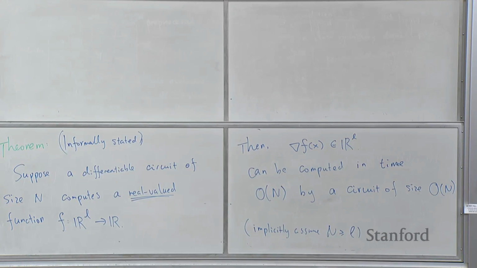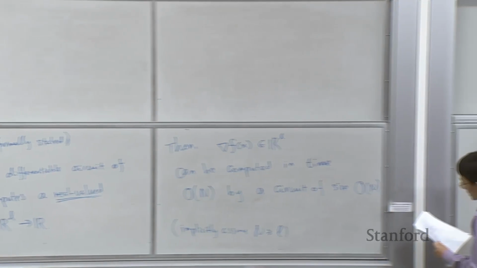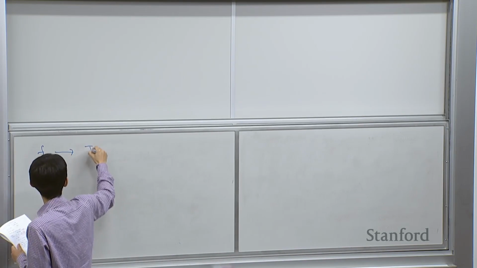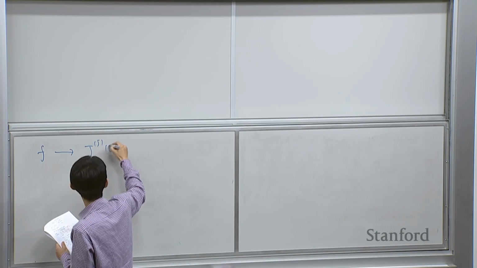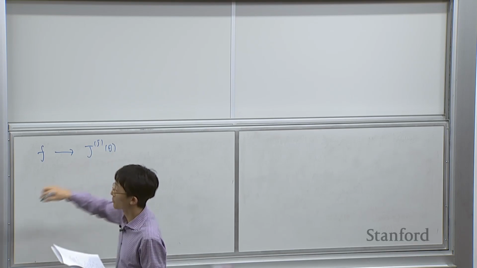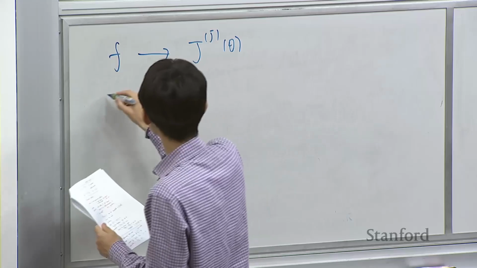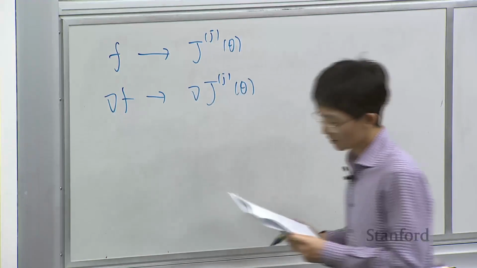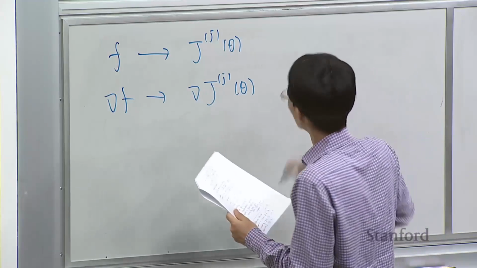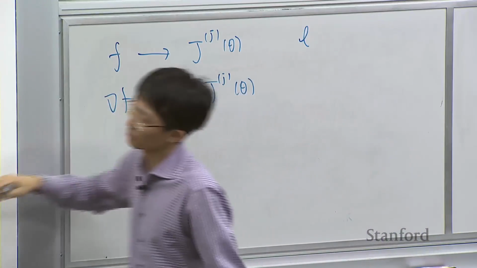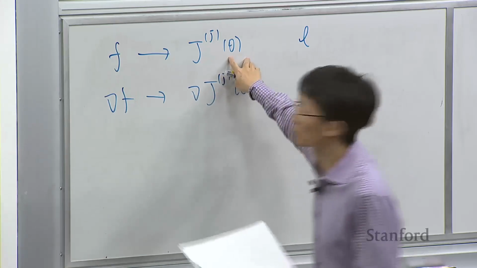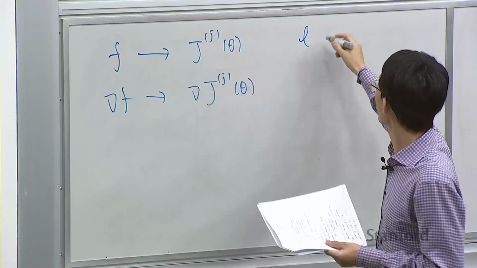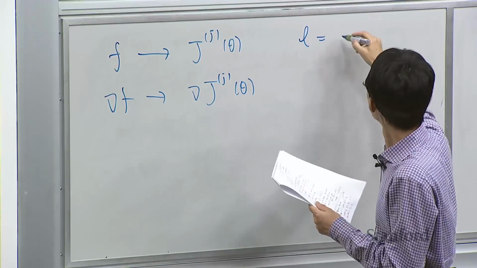And if you want to instantiate this theorem for neural networks, then f in this theorem would correspond to the loss function on a particular example, the j-th example, and theta is the variable x here. The gradient of f corresponds to the gradient of the loss here. And what is L? L is the number of inputs to this function f. What's the variable I care about? The variable I care about is the parameter theta. So L corresponds to the number of parameters.